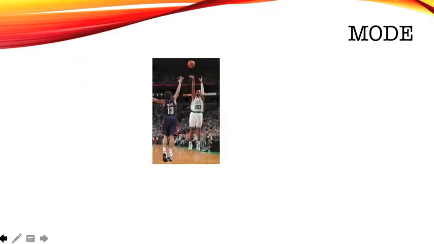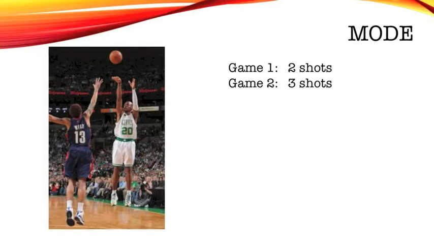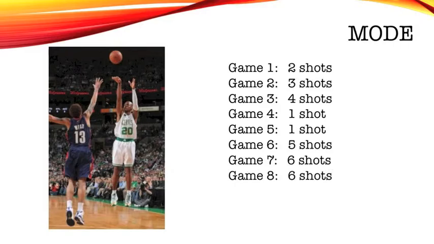A data set of 10 numbers represents the number of shots taken by one player in 10 basketball games. The data set is as follows. Game 1, 2 shots. Game 2, 3 shots. Game 3, 4 shots. Game 4, 1 shot. Game 5, 1 shot. Game 6, 5 shots. Game 7, 6 shots. Game 8, 6 shots. Game 9, 1 shot. Game 10, 9 shots.